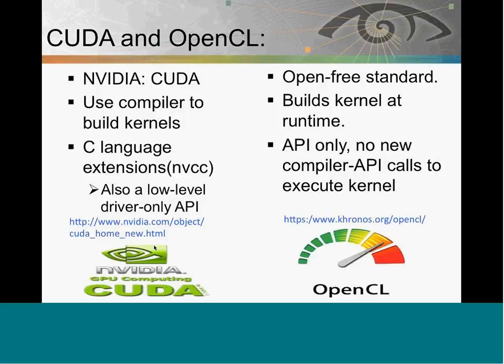And I want to mention how OpenCL is different from CUDA. OpenCL is a free standard while CUDA is from NVIDIA. OpenCL builds the kernel at runtime. OpenCL is not a compiler or a language extension, it's just a library. CUDA is an extension of the C language, so you have to use its compiler to compile the code. With OpenCL, you just need to use the OpenCL library, and you can use the regular compiler.